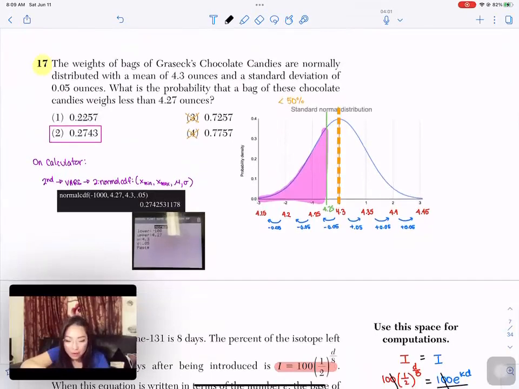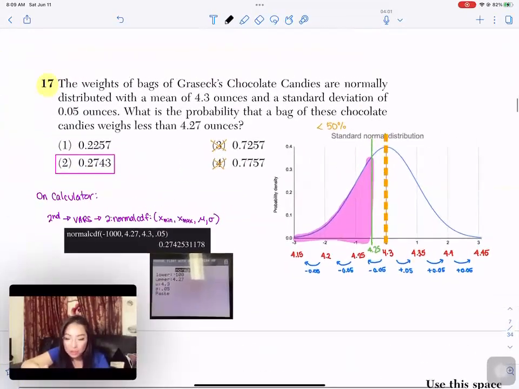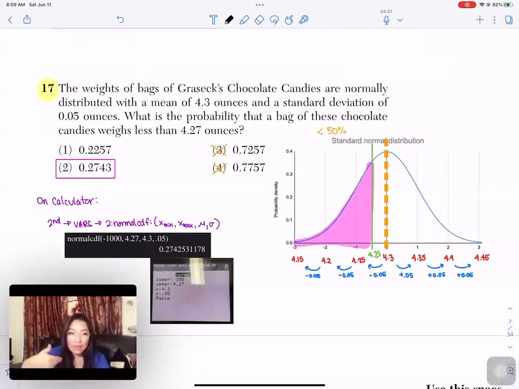All right, normal curve. I hope this problem is making so much more sense now that we've done normal curves. So this is asking about chocolate candies, and the mean is 4.3. I love to draw the graph just so I can have a better grasp of what's happening in this problem. And the standard deviation is 0.05.